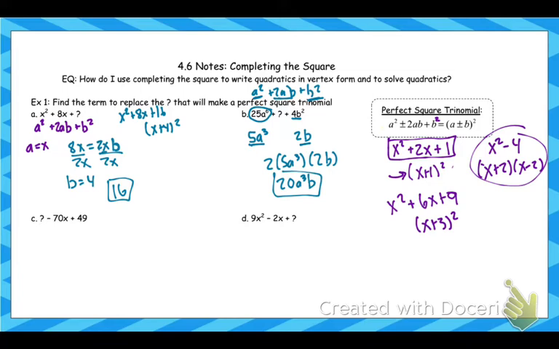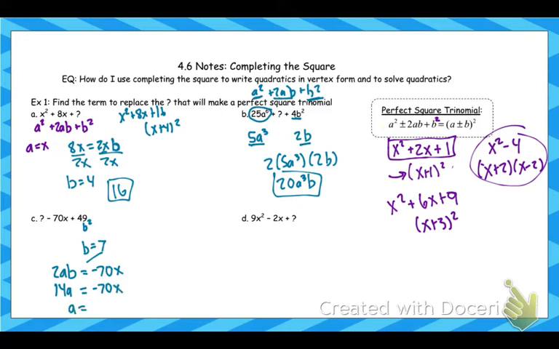All right, looking at the next one. Okay, so again, my b squared is 49. That means that b is 7. My 2ab is negative 70x. Well, I know what b is. b is 7. So 14a is equal to negative 70x. We're trying to figure out what a is.